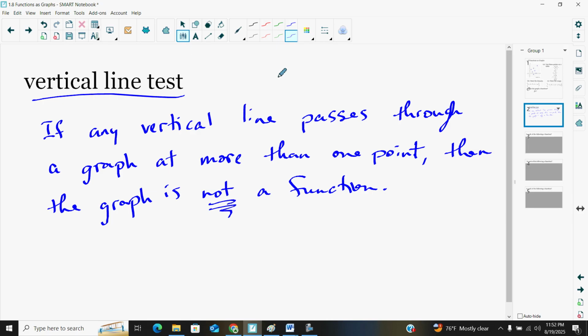Vertical line, straight up and down line. If there's any point where a vertical line passes through the graph more than once, then that graph is not a function. And as always, if I move on too fast, pause it, get caught up.